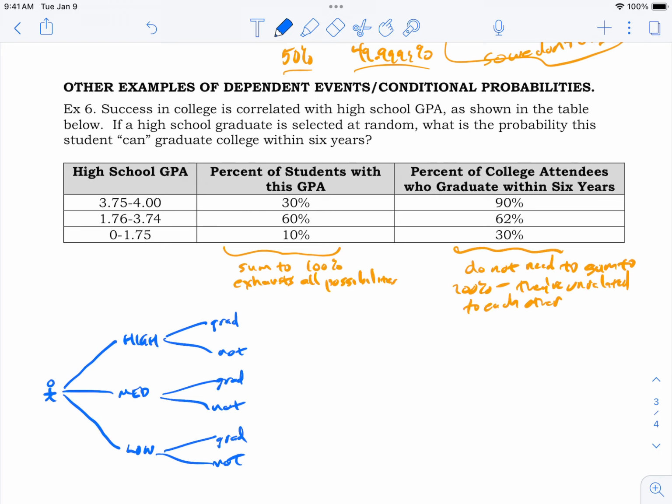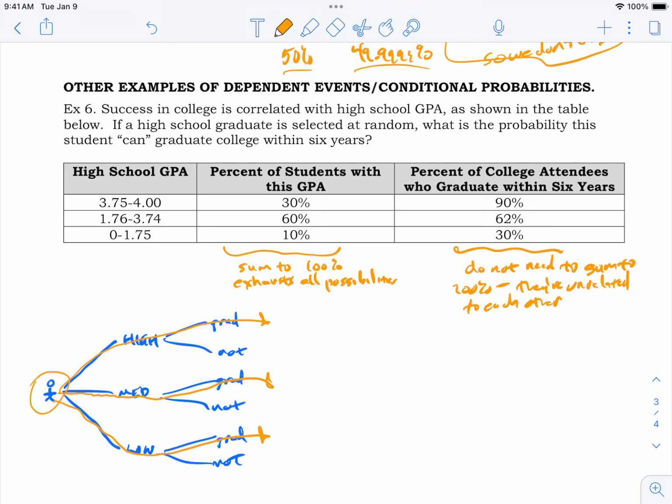Okay, and what we're interested in for this problem is we're going to pick one of these people at random, right? This person will either have a high GPA and graduate, that's one possibility, or a medium GPA and graduate, that's another possibility, or a low GPA and graduate. So we've got three paths to get to the final result of graduating, that a randomly selected high school student can graduate within 6 years.